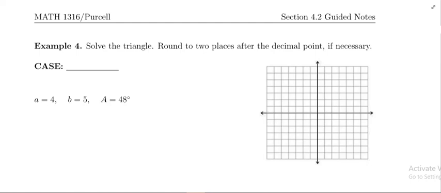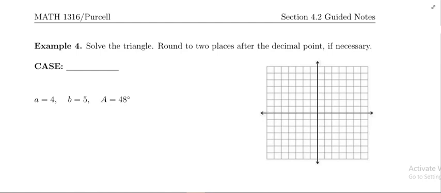Example 4, solve the triangle. Round to 2 places after the decimal point if necessary. Here, side length A is 4, the length of side B is 5, and angle A measures 48 degrees.